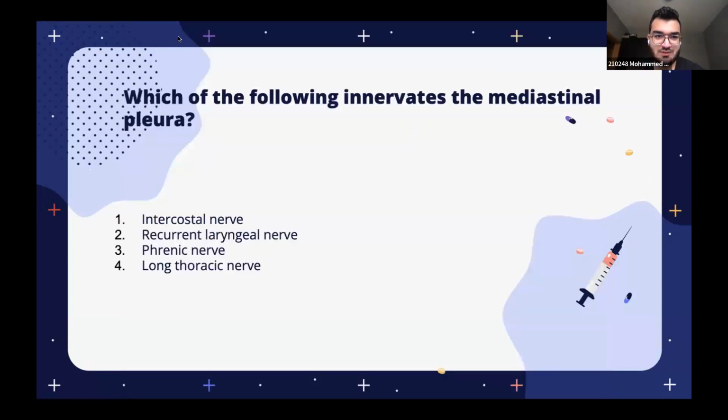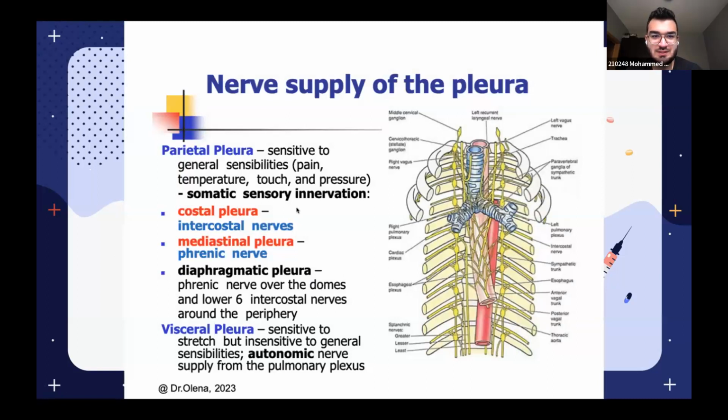Okay, next question. Which of the following innervates the mediastinal pleura? Okay, good job. The intercostal nerve innervates which pleura? Which part of the pleura does the intercostal nerve innervate? Yes, costal pleura. Good job. You can see here the costal pleura is innervated by the intercostal nerves, the mediastinal pleura by the phrenic nerve, the visceral by the autonomic nervous system, and the parietal by the somatic sensory. Okay, any questions? All clear?